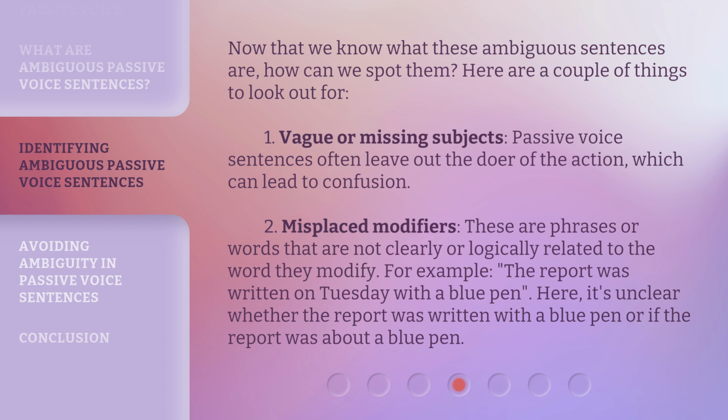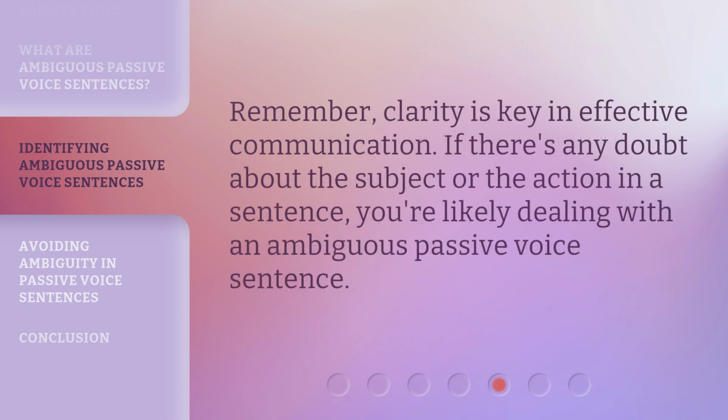For example, the report was written on Tuesday with a blue pen. Here, it's unclear whether the report was written with a blue pen or if the report was about a blue pen. Remember, clarity is key in effective communication. If there's any doubt about the subject or the action in a sentence, you're likely dealing with an ambiguous passive voice sentence.